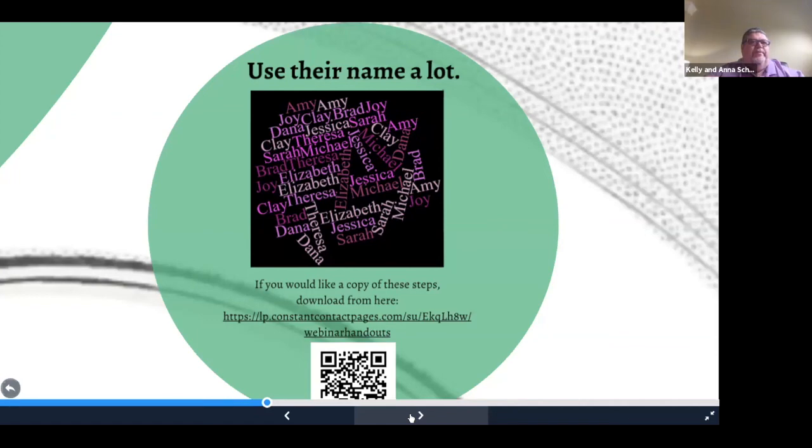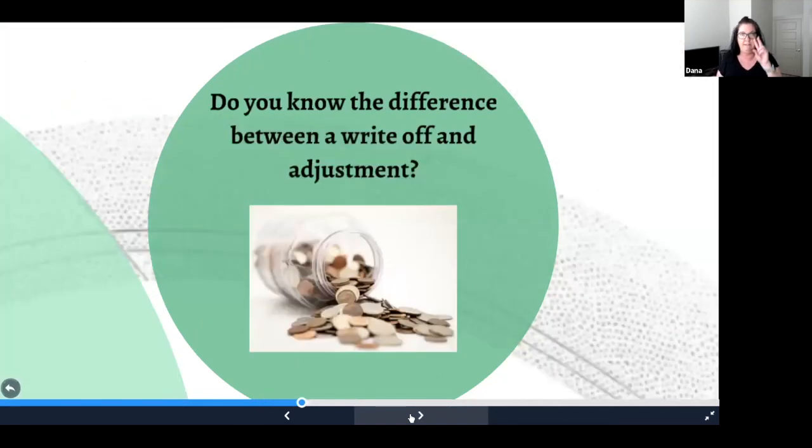All right. So now I want you guys to pay attention to this slide, okay? Because when I use the term write-off and adjustment, that's 2 different things.